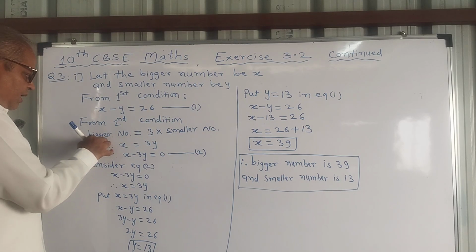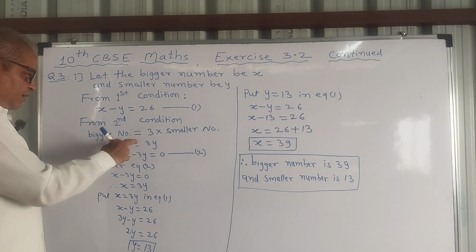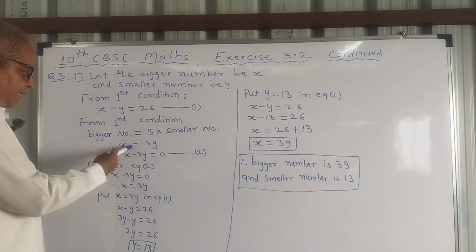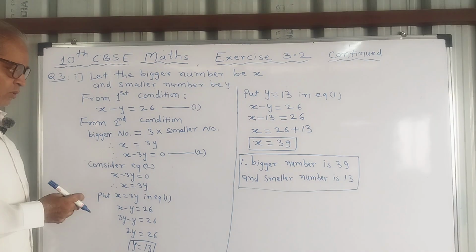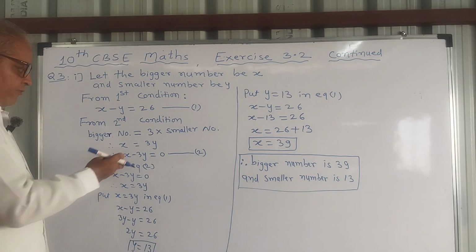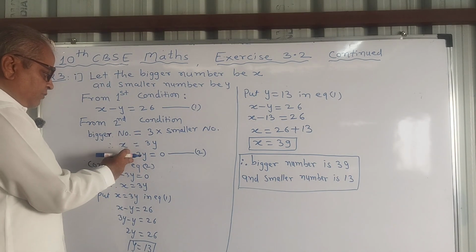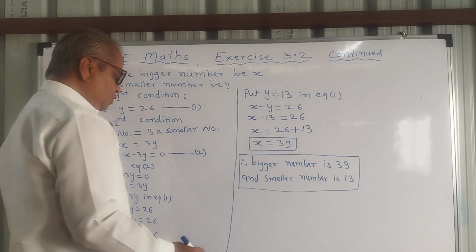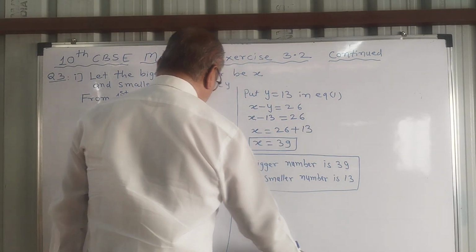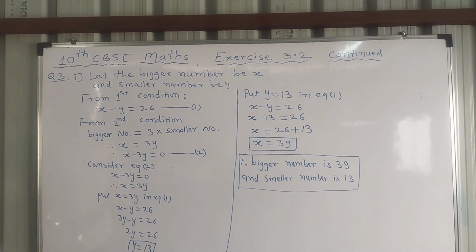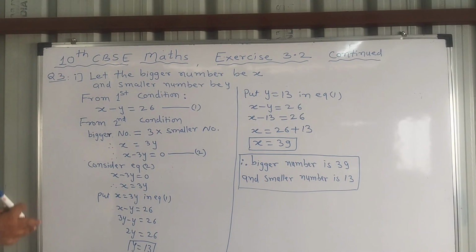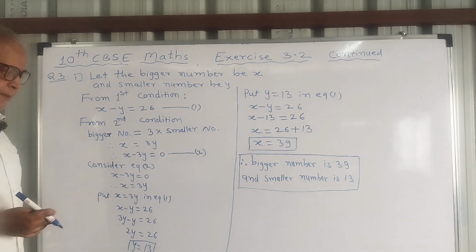What is the second condition? The bigger number is 3 times the smaller number. So what is bigger number? X is equals to 3y. Now to form the equation, take 3y on the LHS, so it will be minus 3y. So x minus 3y is equals to 0 is the equation number 2. Now equation 1 and 2 we will solve by substitution method, because this exercise is based on substitution method.